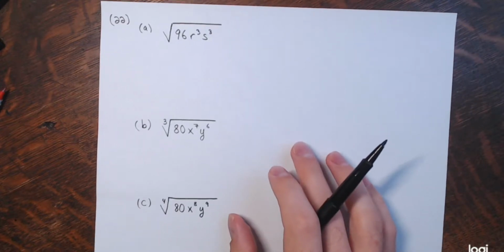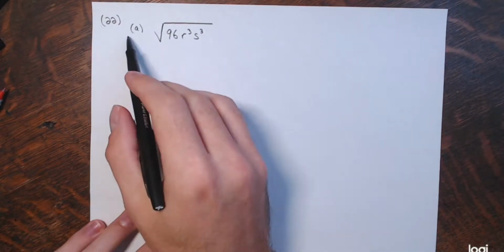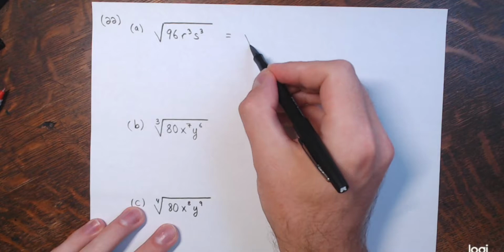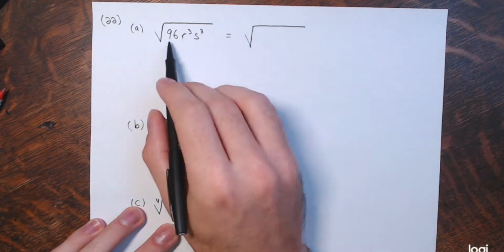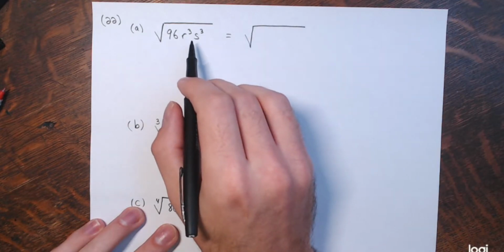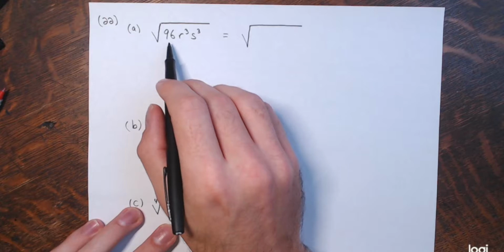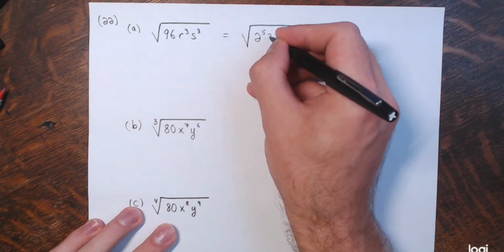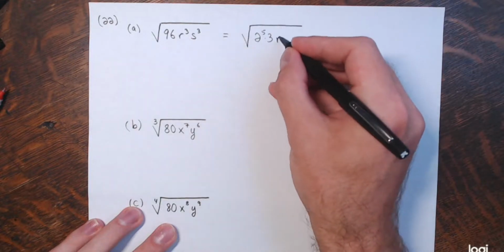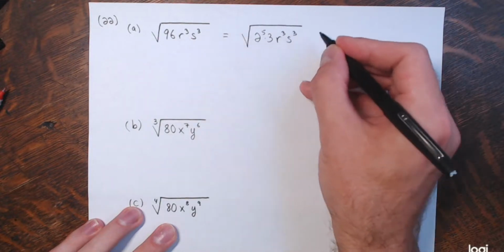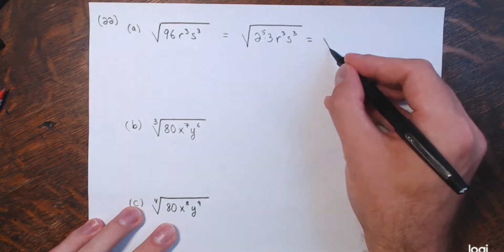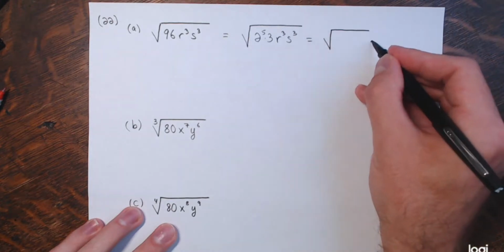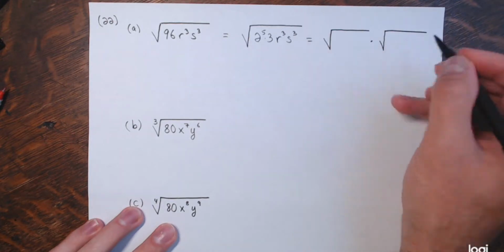We've seen 96 before, right? 22 part A, doing a square root. Again, I'm breaking up the radicand, factoring it completely. 96 is 32 times 3. That's 2 to the 5th times 3. And then you have times r cubed times s cubed. And I want to break it up to the square root of squares times the square root of non-squares.